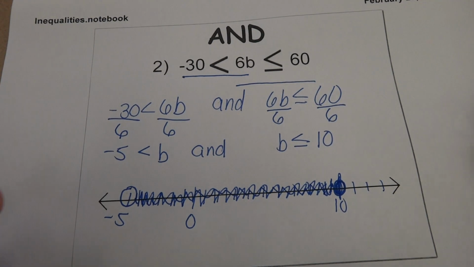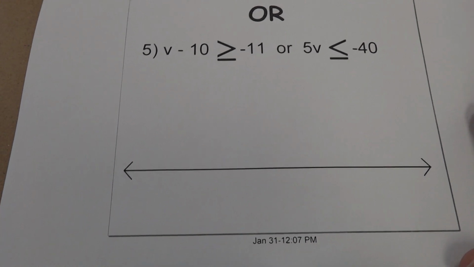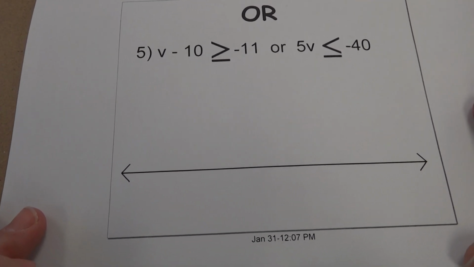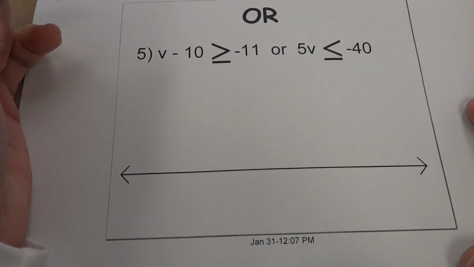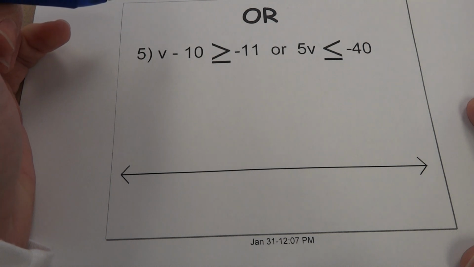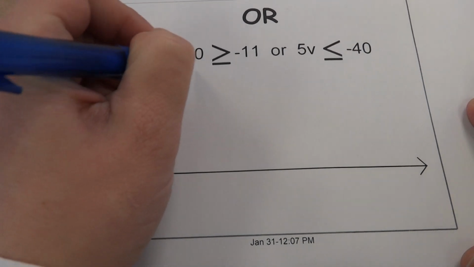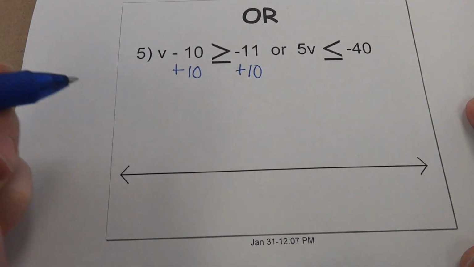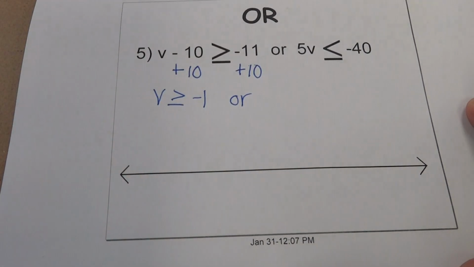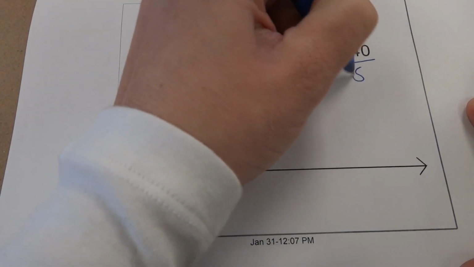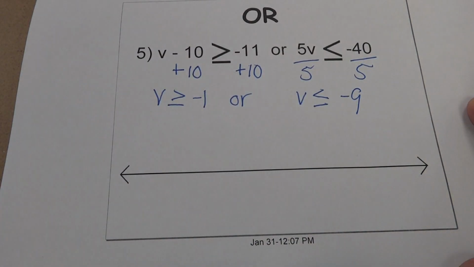The last example I have for you is an or statement. We solve or statements the same as and, it's just the picture of our graph will look different. So this is read, v minus 10 is greater than or equal to negative 11, or 5v is less than or equal to negative 40. Again, I solve both of my inequalities. So to solve the left-hand one, I add 10 to both sides. And I get v is greater than or equal to negative 1. Or, to solve the right-hand one, I divide by 5 on each side. And I get v is less than or equal to negative 9.